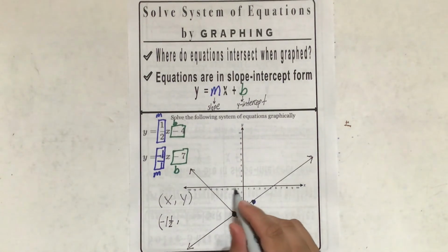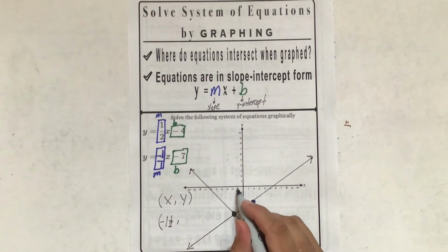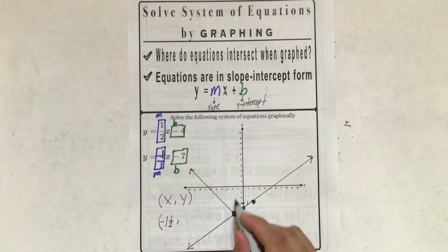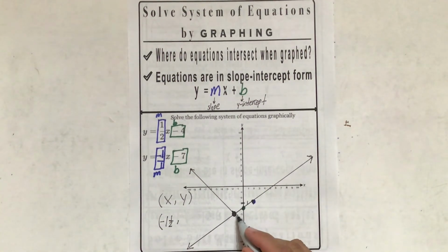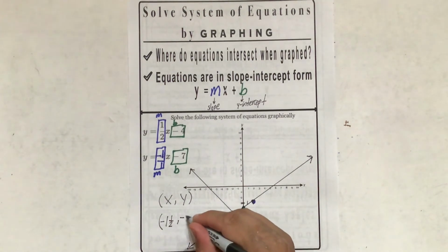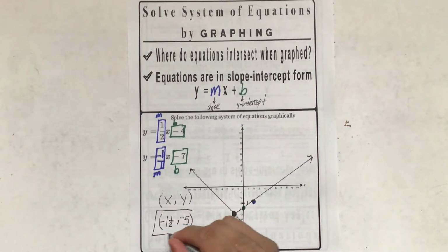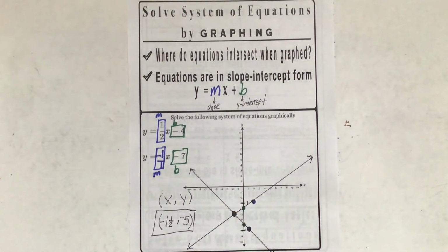Comma, see, here's my x. It goes right between -2 and -1. Now what about on the y? Well, on the y, it's -5. So the answer is -1, -5. And there you go.